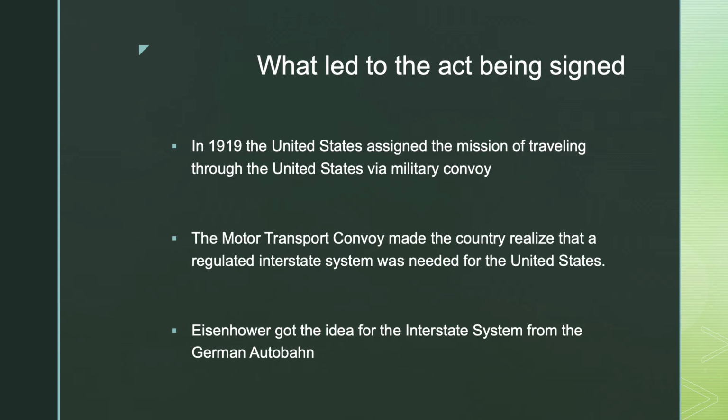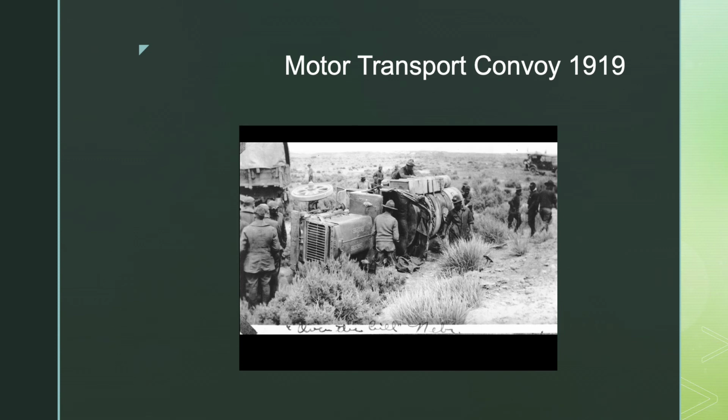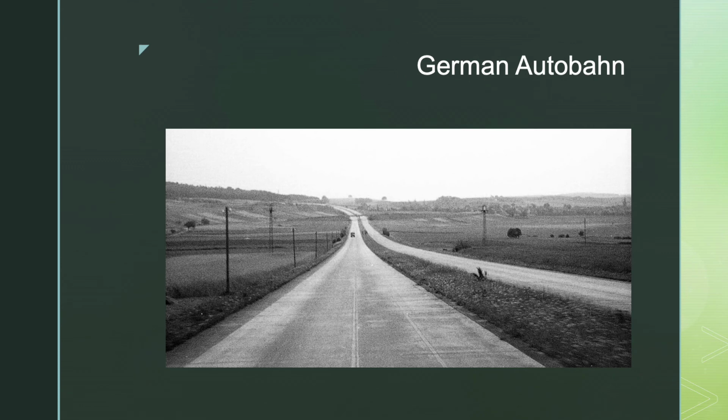Eisenhower got the idea for the interstate system from the German Autobahn, which is a highway system that allowed the German soldiers in World War II to conduct blitzkrieg attacks. To get an idea of the conditions for the motor transport convoy, the image on the screen shows the conditions that the convoy had to endure. A German Autobahn is shown, and it is just a highway system.